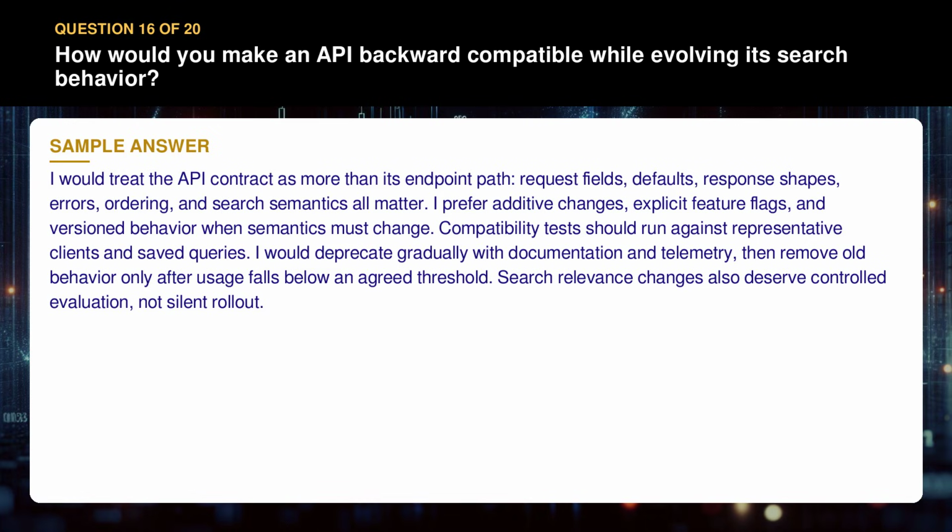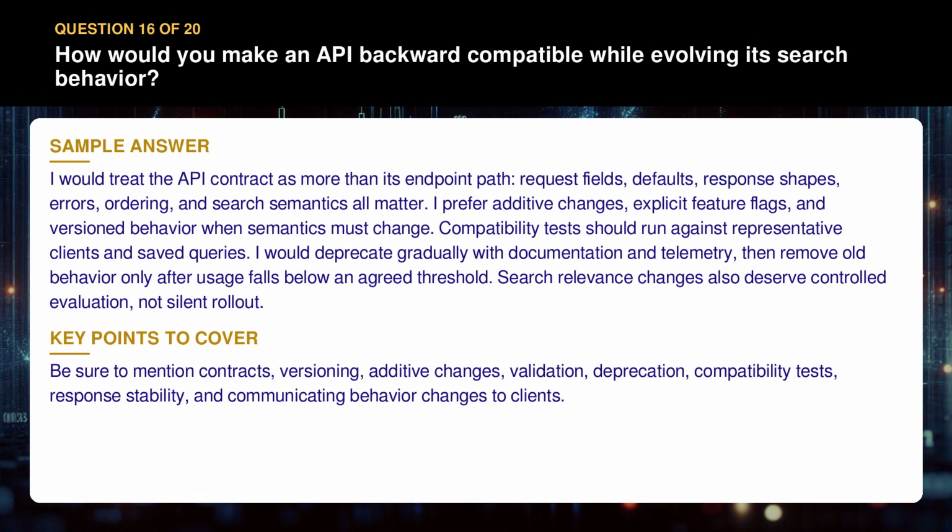I would deprecate gradually with documentation and telemetry, then remove old behavior only after usage falls below an agreed threshold. Search relevance changes also deserve controlled evaluation, not silent rollout. Be sure to mention contracts, versioning, additive changes, validation, deprecation, compatibility tests, response stability, and communicating behavior changes to clients.